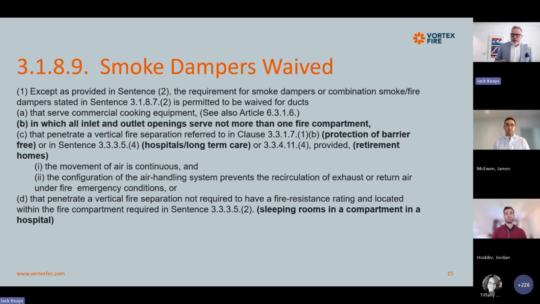This is a permission where we can actually get rid of the dampers off a corridor if they all stay in the 1 compartment. That means they can't punch through anything that has a fire resistance rating. They can only stay in that compartment. You might see that in single-story schools, or on an office floor, things like that. Then we have the other examples for the protection of barrier-free paths of travel, and hospitals and so on for the compartments. But as I said, we're mainly focusing on the offices.